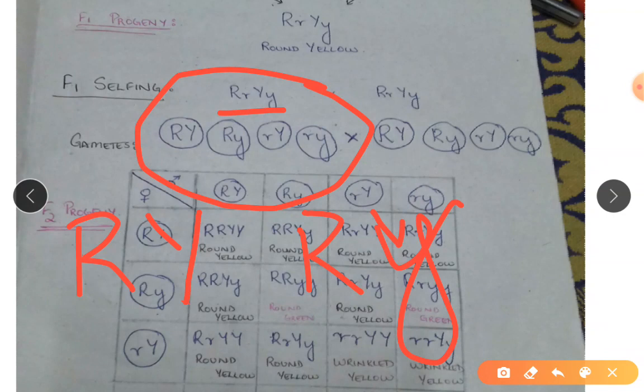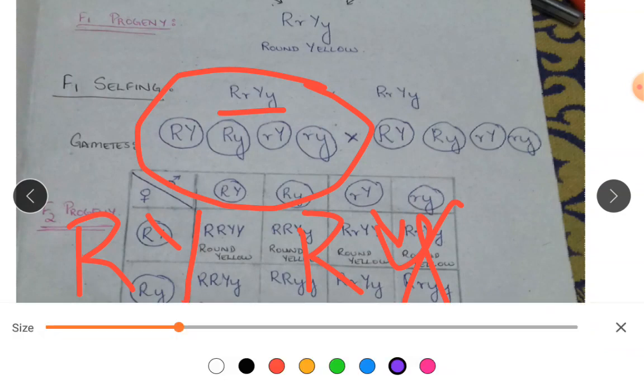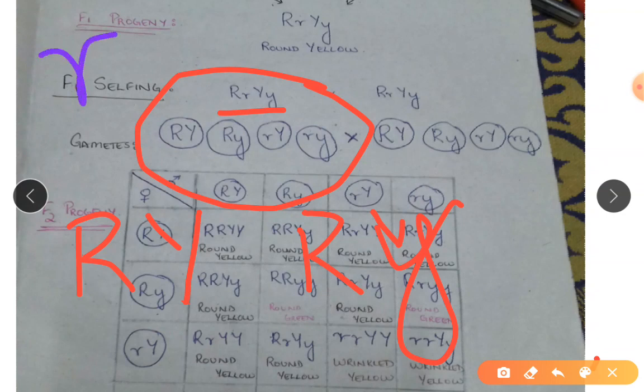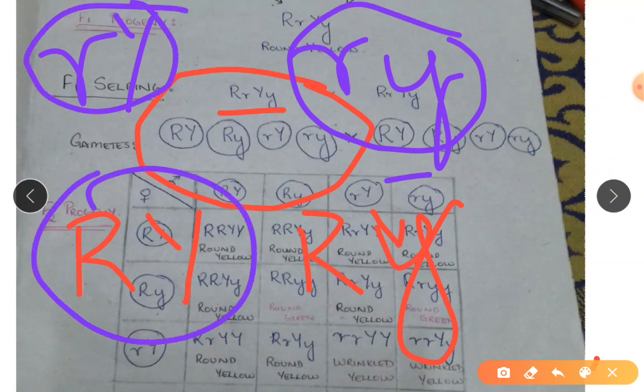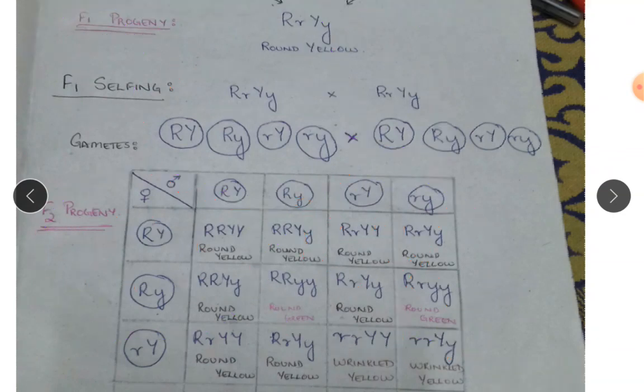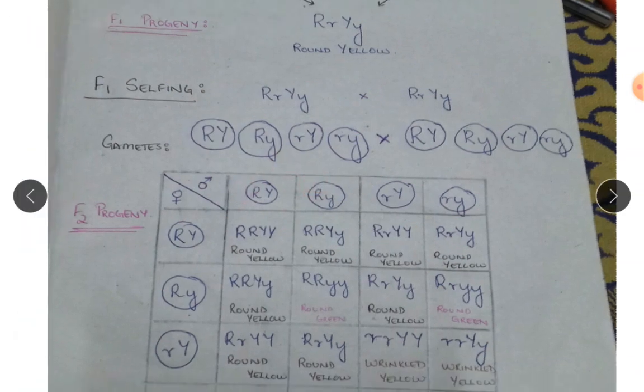Similarly, there is your small r. Small r has the possibility of going with capital Y or small y. So this is how you have to encircle all the gametes. Once you have got that, always remember to write capital R first, then in front of it write capital Y and small y. Then you write small r, and in front of that capital Y, small y.